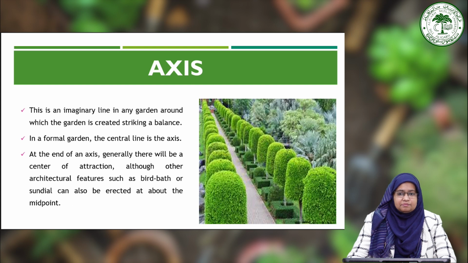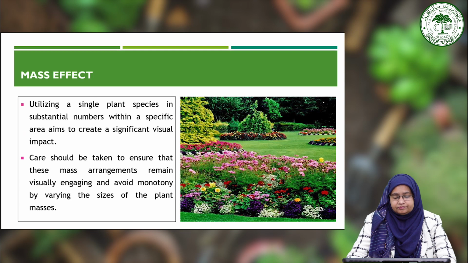Then the next point to be considered is axis. In any garden, an imaginary line known as the axis serves as the foundation for creating a balanced design.